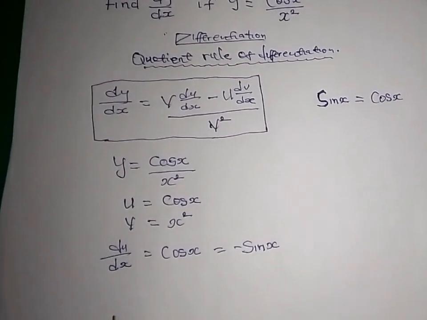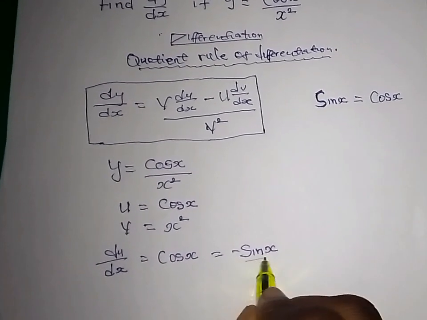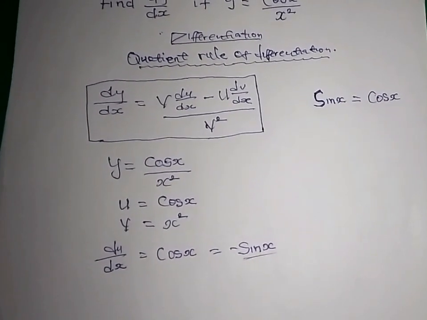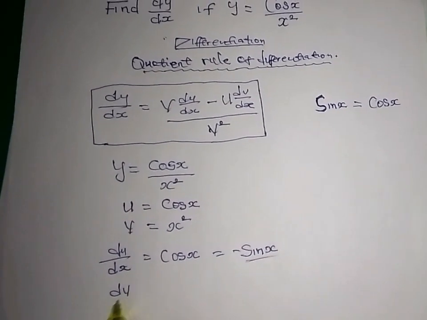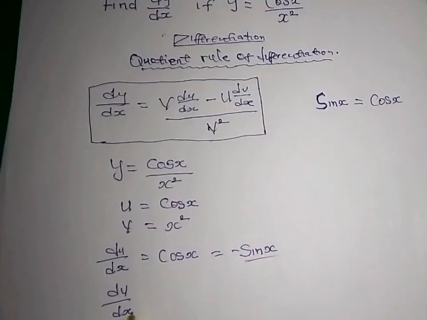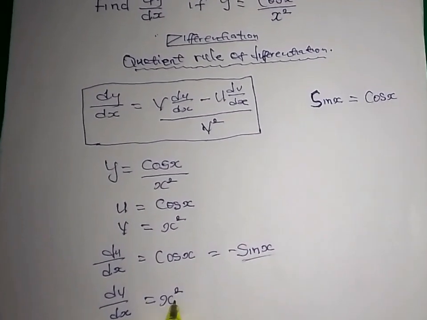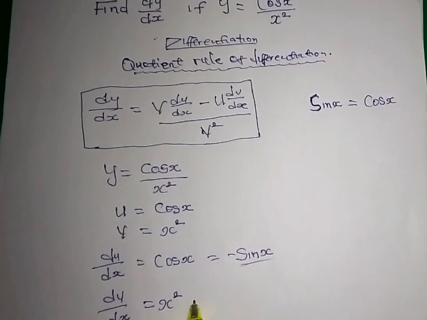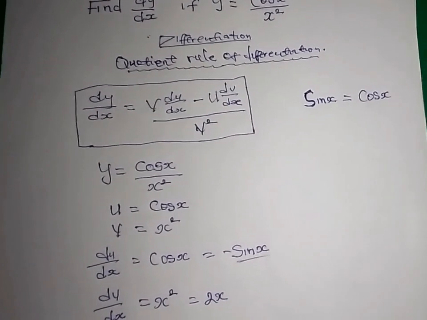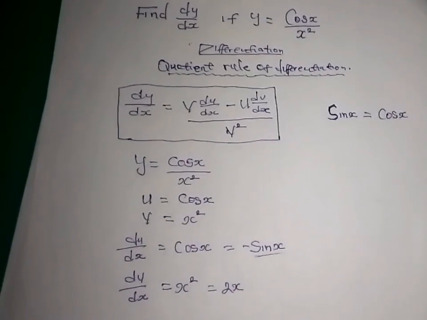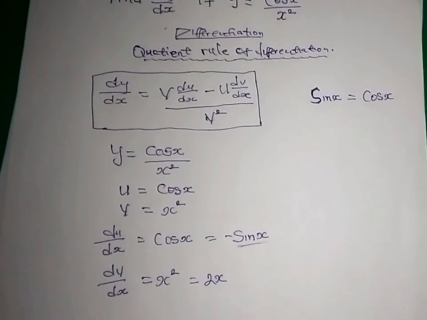Now, we've gotten our du all over dx to be negative sine x. Let's find our dv all over dx, where v is equal to x squared. Now, if we differentiate this, we'll be getting 2x. Some people might be confused how I get 2x.